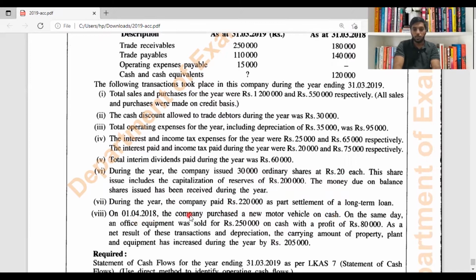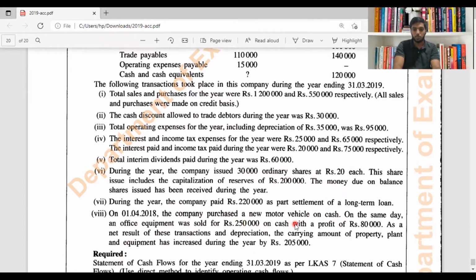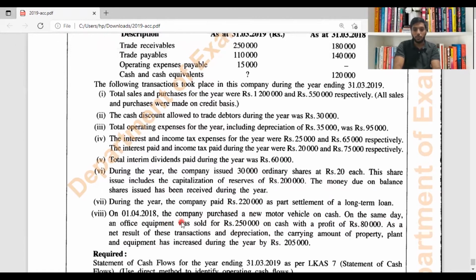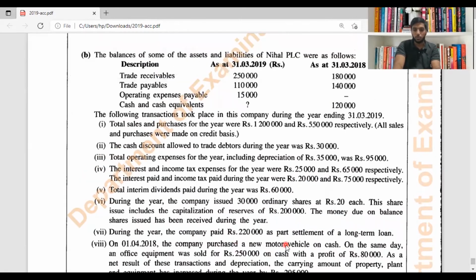On 1st/4/2018, the company purchased a new motor vehicle on cash. On the same day, an office equipment was sold for 250,000 on cash with a profit of 80,000. So we have sold it for cash with a profit of 80,000. So we know how much is the actual money we have received, because they're saying that the office equipment was sold for 250,000 on cash with a profit. So in this 250,000, there's a profit of 80,000. So we need to find out the cash generated from it. As a net result of this transaction and depreciation, the carrying amount of property plant equipment has increased during the year to 205,000.